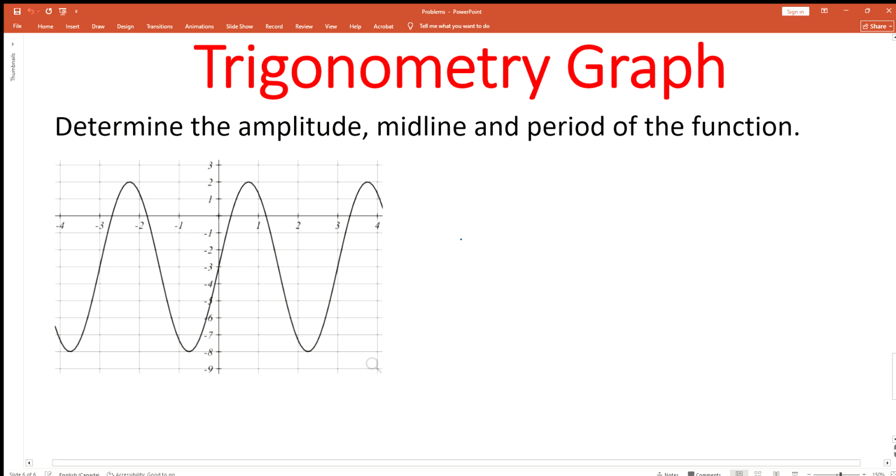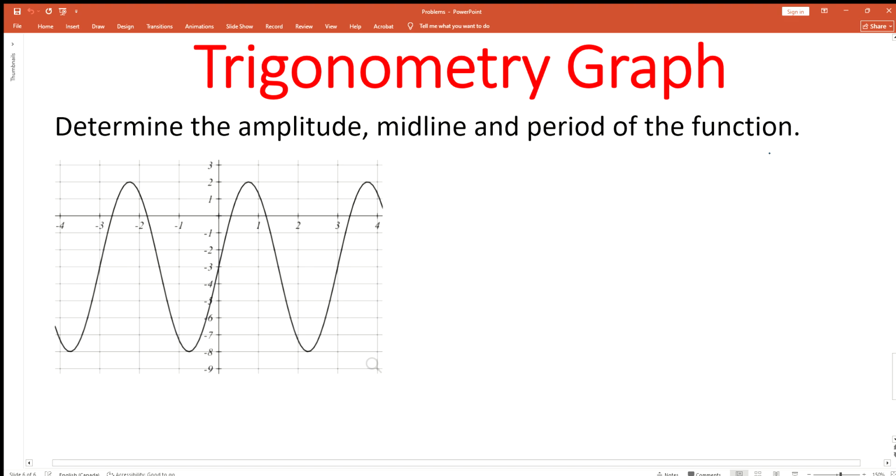In this video, we'll solve a trigonometry graph problem. As per the problem, determine the amplitude, midline and period of the function. We are given a graph for this function. We have to use this graph to find the amplitude, midline and period of the function.